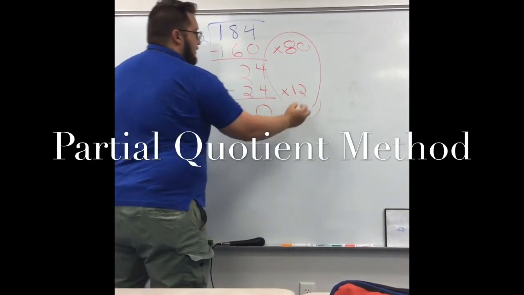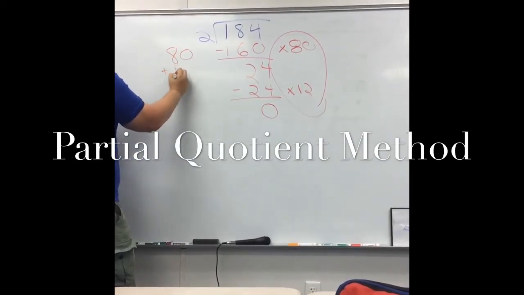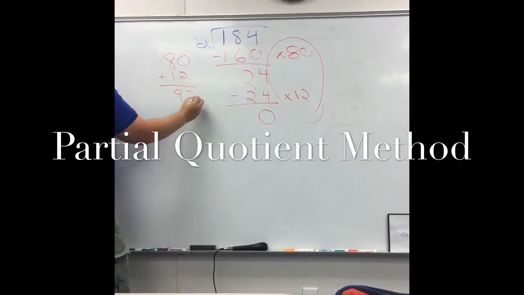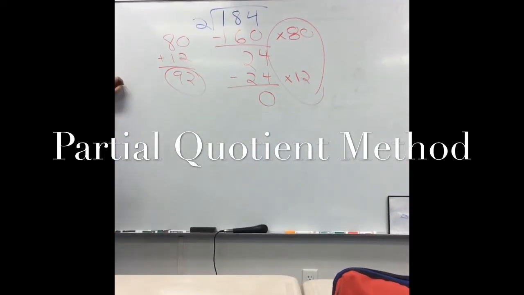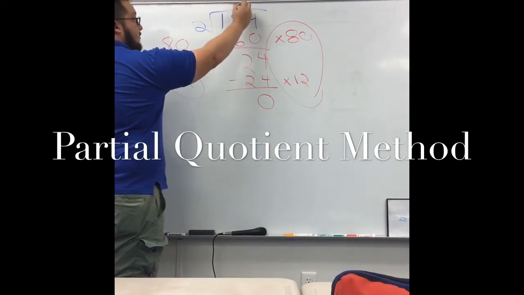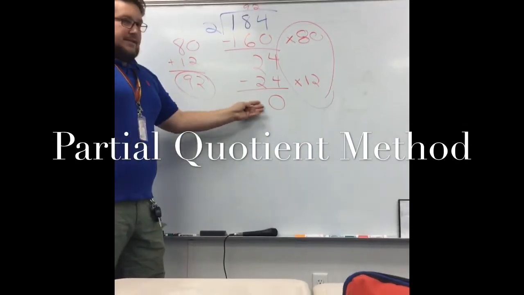Add them. I'm going to write it over here in the standard algorithm. 80 plus 12. 0 plus 2 is 2. 8 plus 1 is 9. What is this called, ladies and gentlemen? Quotient. That is our quotient. And I didn't leave myself very much room. 92 is our quotient. So far, everything has been equaling 0, which is nice.